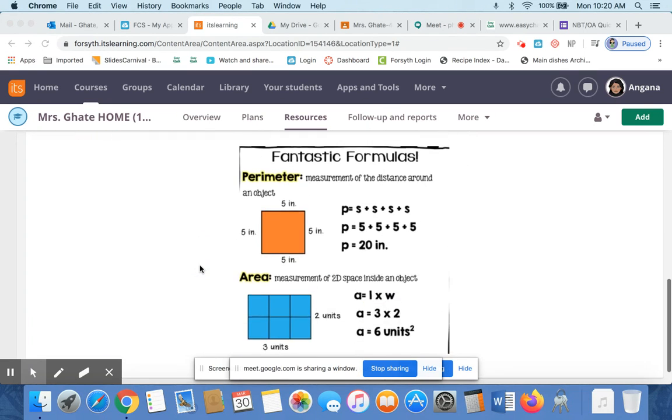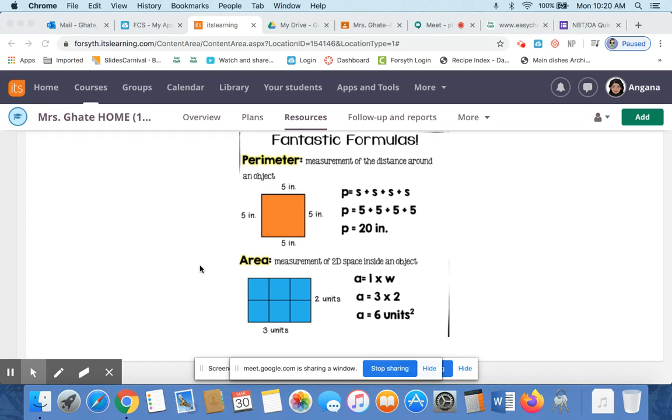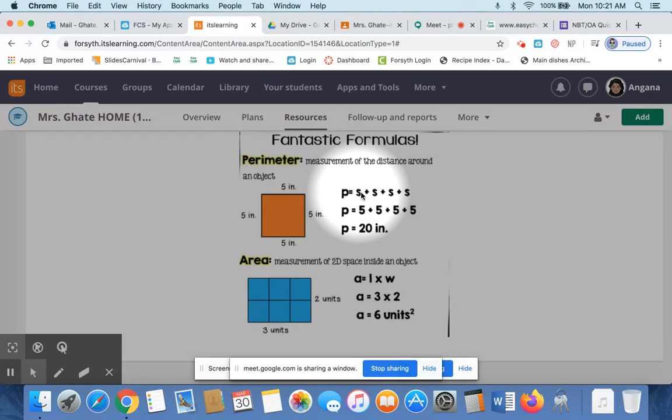So if I scroll down, I want you to write this on your paper. Write the word perimeter and write equals. And go ahead and copy just the formula for perimeter, which is right here. Perimeter equals S plus S plus S plus S.